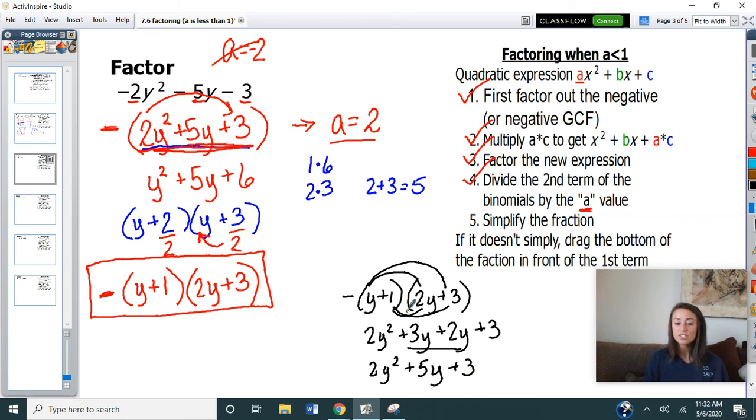And then, all of these came from distributing that, but then there's a negative. You can go and distribute the negative in. And when you distribute the negative, it changes the signs, so it becomes negative 2y squared. Negative times positive is negative 5y. And negative times 3 is negative 3. And this does match the original problem.